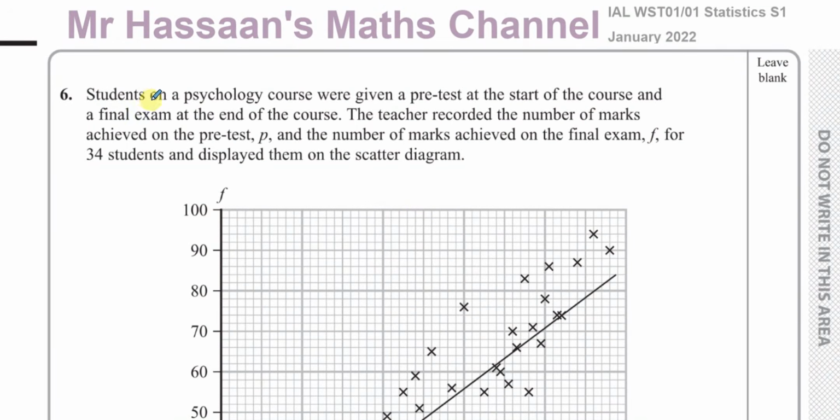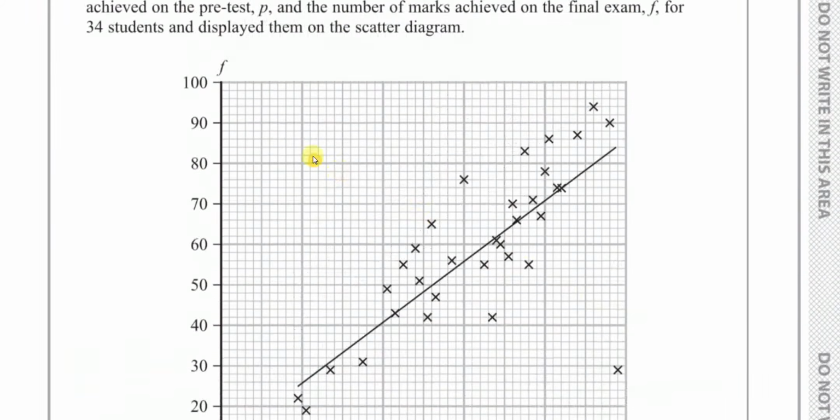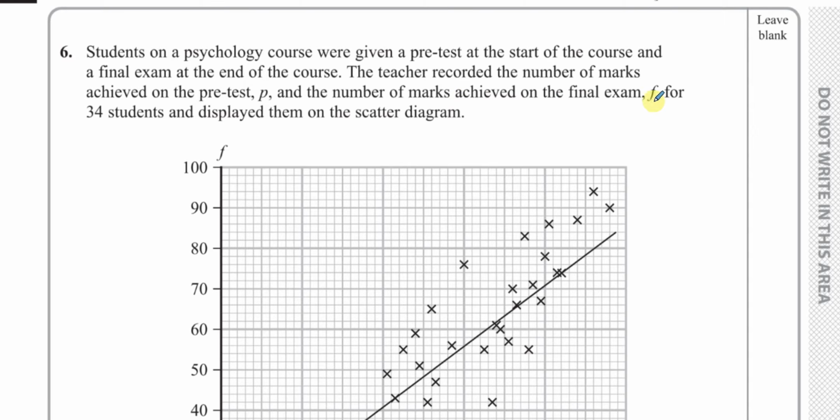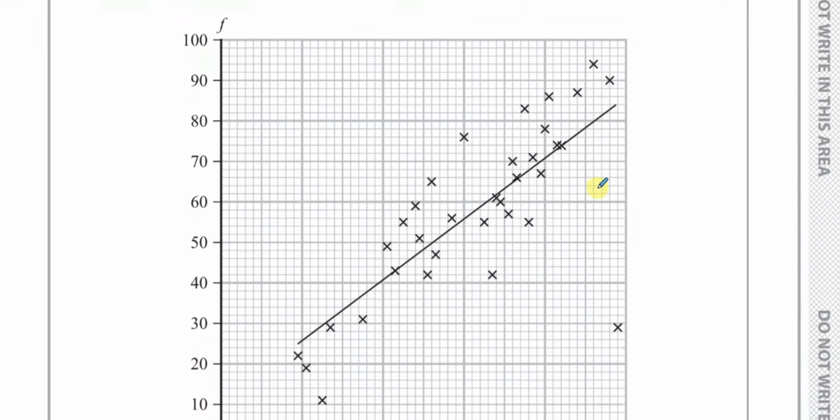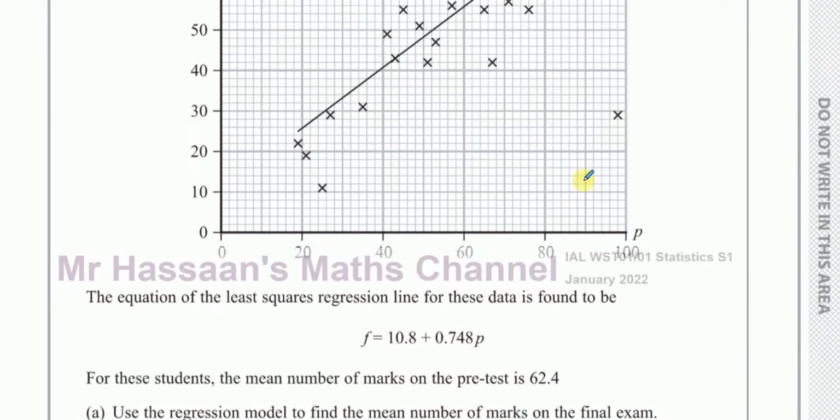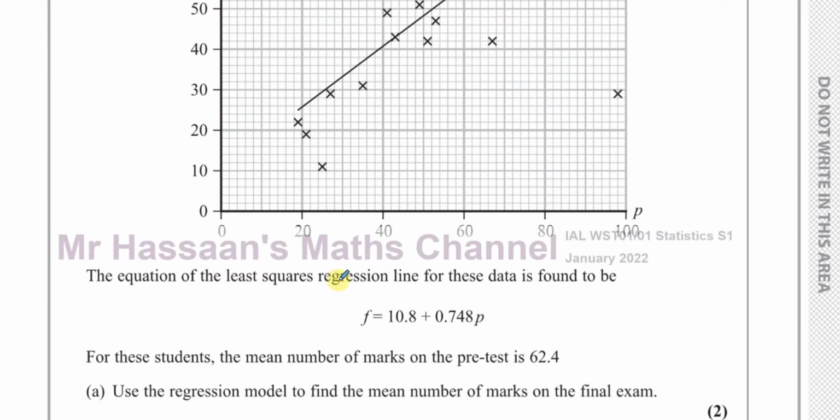It says students on a psychology course were given a pre-test at the start of the course and a final exam at the end of the course. The teacher recorded the number of marks achieved on the pre-test P, on the x-axis, and the number of marks achieved on the final exam F, which are on the y-axis, for 34 students, and displayed them on a scatter diagram.